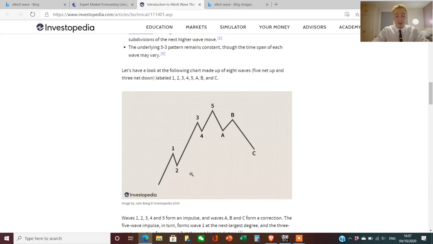So as the Elliott Wave says, you have an up and then a correction, and then an up and then a correction, and then an up. So that's essentially the Elliott Wave. So up 3 times, down 2 times.